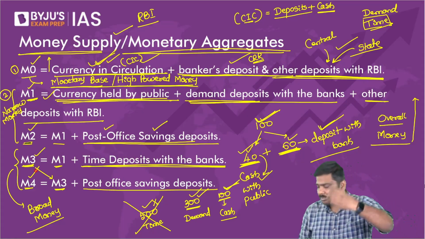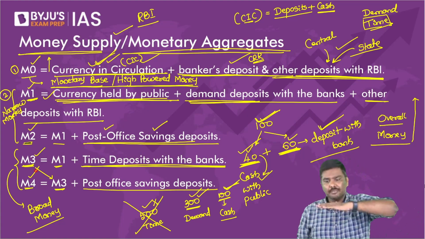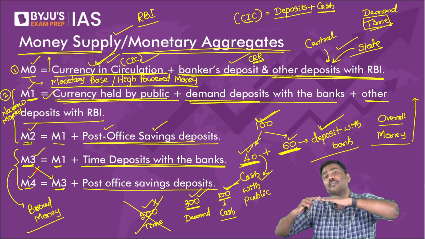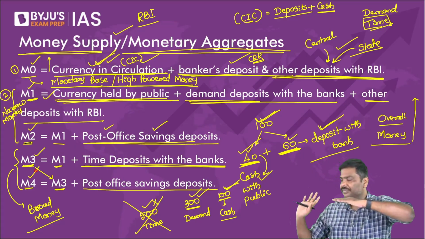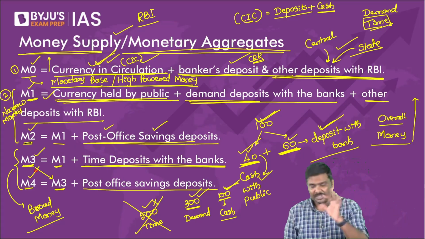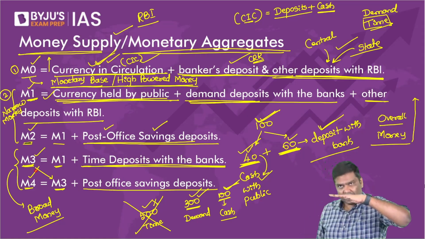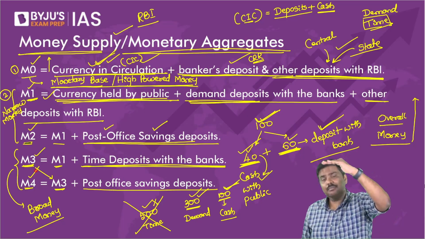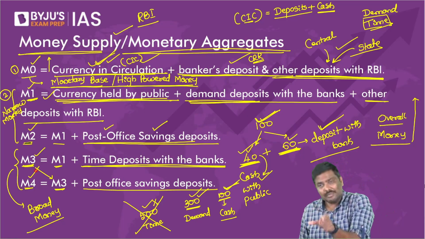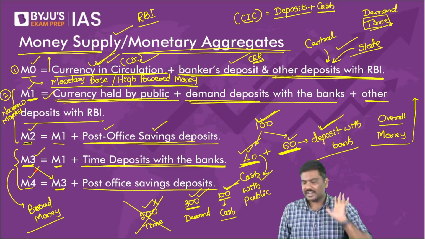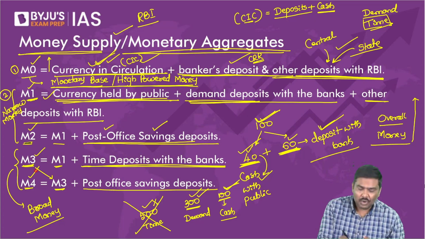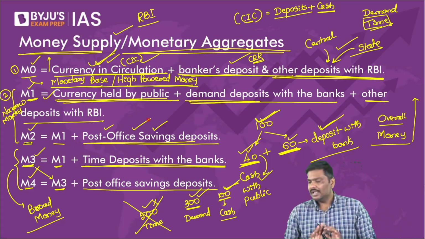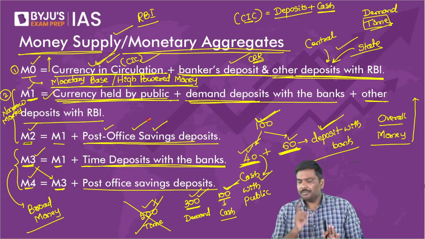And I'll give you a technical statement. Please remember this. Post office savings deposits will have lesser liquidity compared to demand deposits in a bank and more liquidity compared to time deposits in a bank. I'll repeat the statement. Please remember it. That is the precise reason post office savings deposits will also be counted, but separately, under M2 and M4. Any problem now?